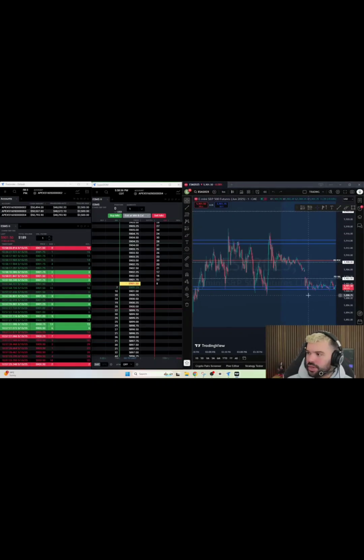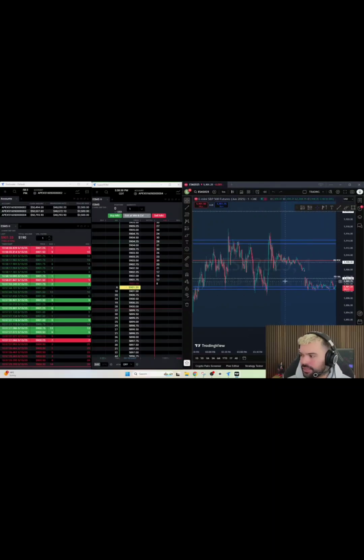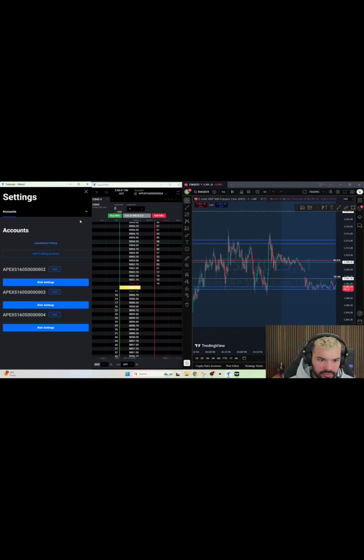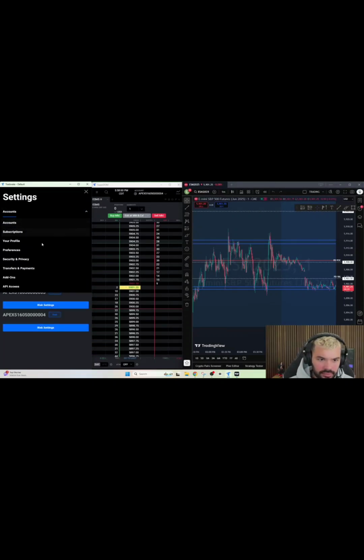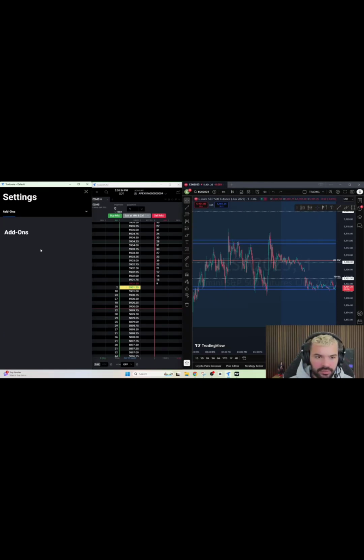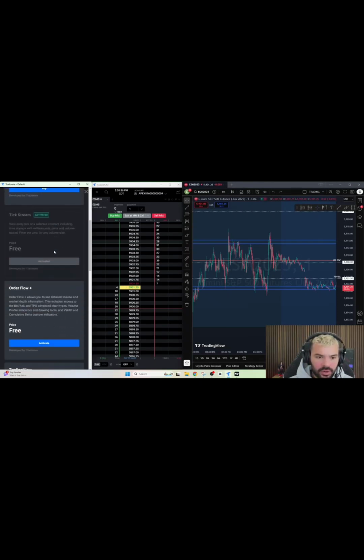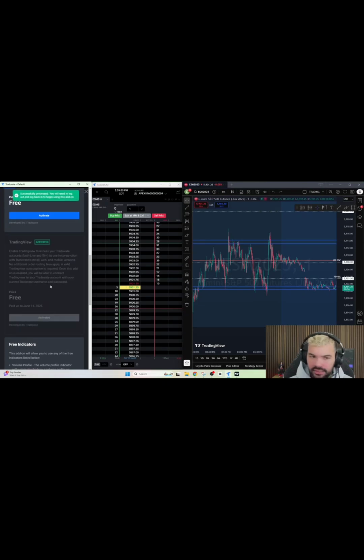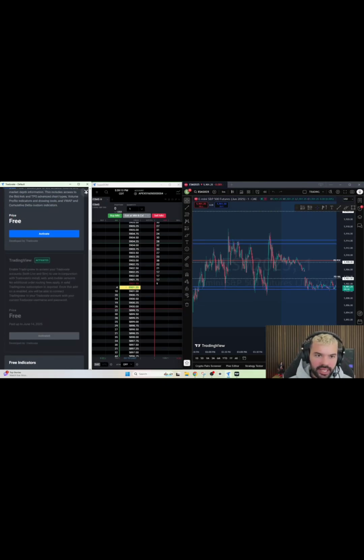Okay, now to trade with Apex directly inside TradingView, if that's what most of you prefer, I assume, you click this button up here on Tradovate, application settings. Go down to here where it says add-ons. Scroll down. And here we have the trading view. Enable trading view to access your Tradovate accounts. Free, you click activate. Right, now you've activated the trading view add-on for your Apex accounts.